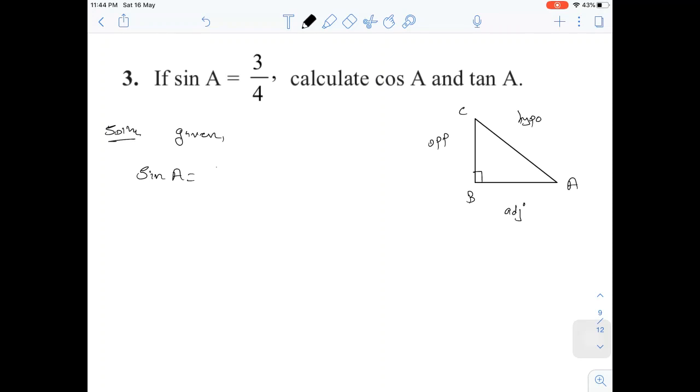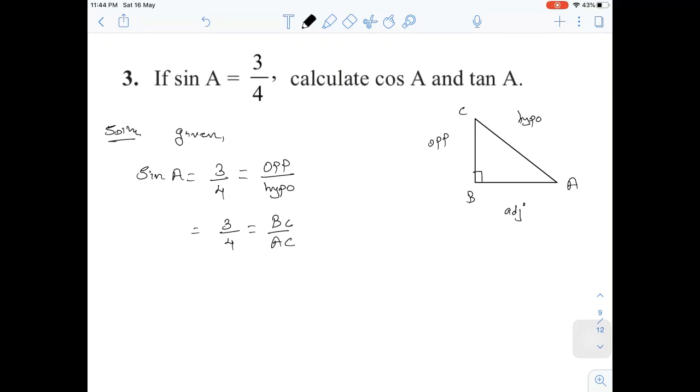sin A equals 3 upon 4. Now we know that the ratio of sine is written as opposite upon hypotenuse. So we can consider that 3 upon 4 is equal to the side opposite to angle A, which is BC. So we can consider that the value of BC is 3, and the value of the hypotenuse is how much? Can you decide it? Yes, 4. That is, you have to write here AC.